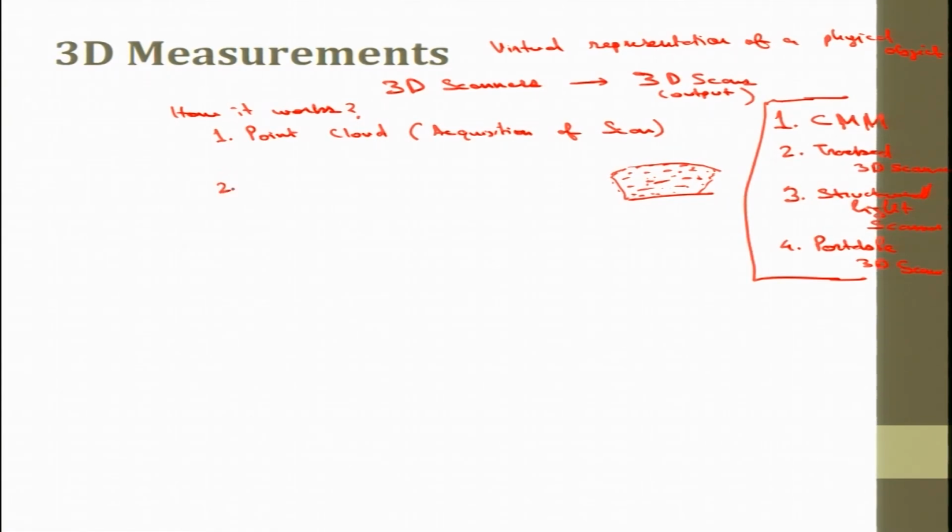Using the point cloud, we create a triangle mesh. What is a triangle mesh? Now this is the point cloud, and we will make triangles out of it. Joining a point with another point, we try to make triangles. Similarly, the whole surface would be in the form of triangles. This is known as a triangle mesh. I would just call it mesh generation.